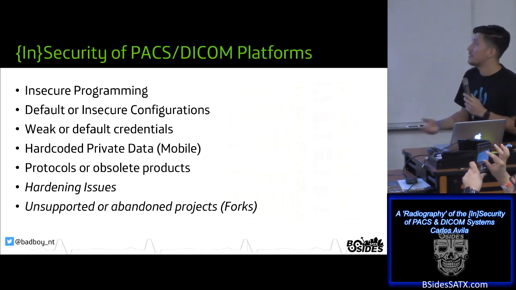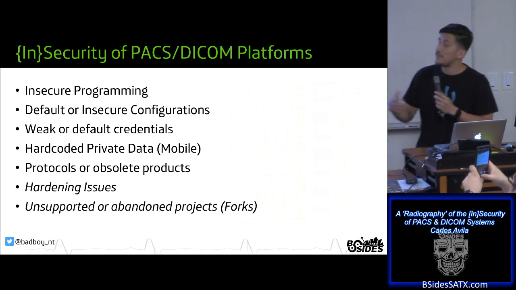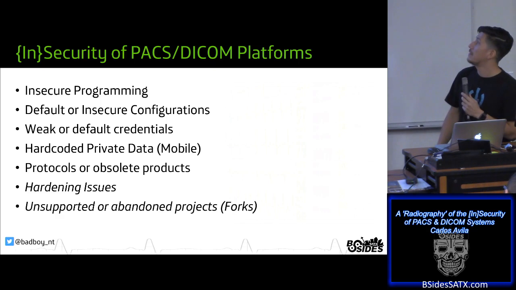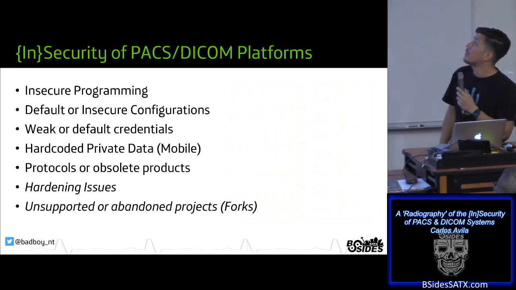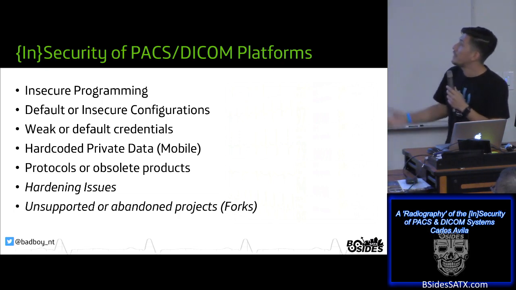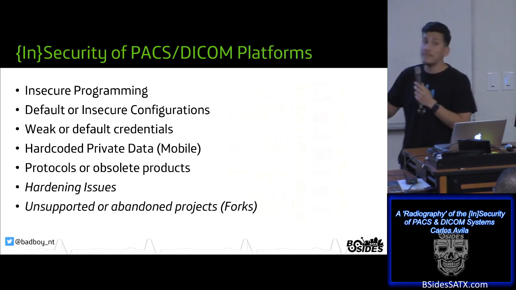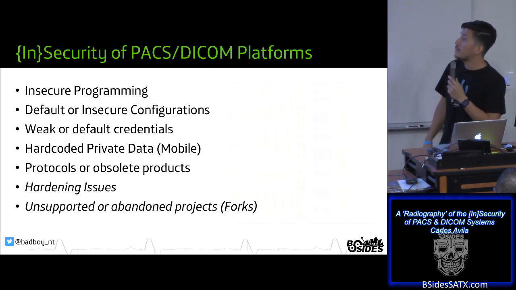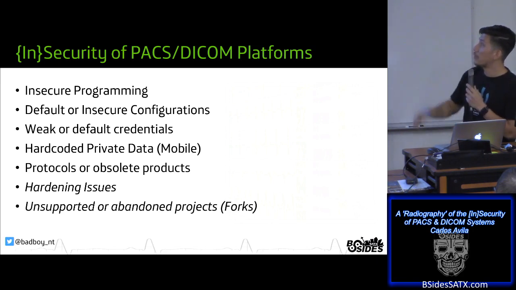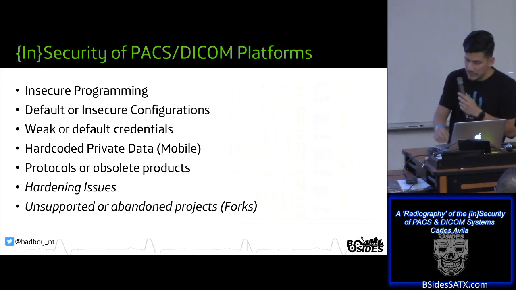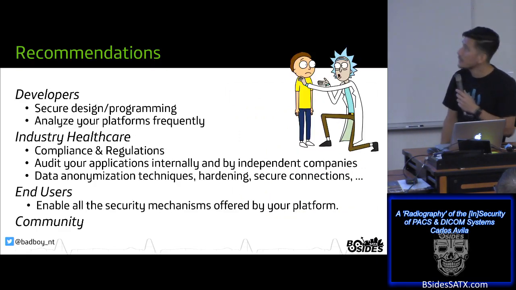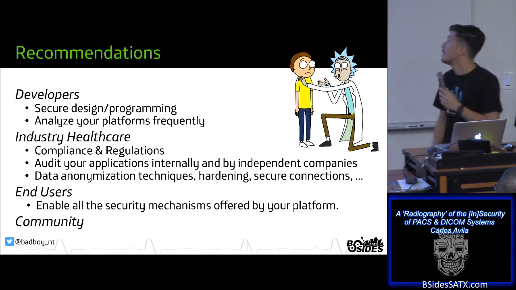Now, conclusions or comments about my research. At the end, the insecurity scenarios in this type of software are similar to other industries. For example, insecure programming, in both mobile apps and web applications; default or insecure configurations; weak or default credentials; hard-coded private data in mobile applications; obsolete protocols or products; or hardening issues. For example, nowadays you can implement DICOM over TLS or SSL. Another issue is unsupported or abandoned projects. Most cases are forks on GitHub, for example, where you can find a lot of vulnerabilities.